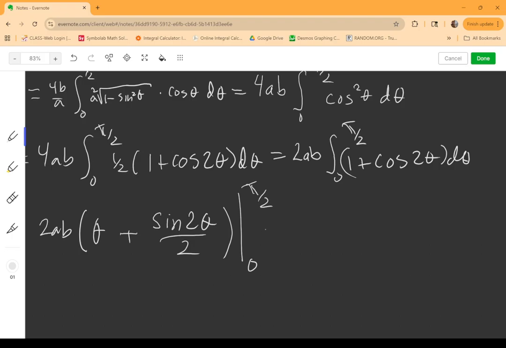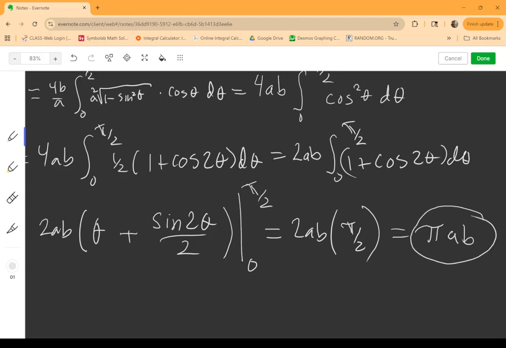All right, so when I plug in pi over 2, I get pi over 2 here. And then the rest is 0, right? When I plug in pi over 2 for theta, we get sine of pi, that's 0. And the lower limit, when I plug in 0, we get 0. Sine of 0, also 0. So really it's just pi over 2. And then when I multiply it by my 2ab, we get pi ab as our area for that whole ellipse, right?